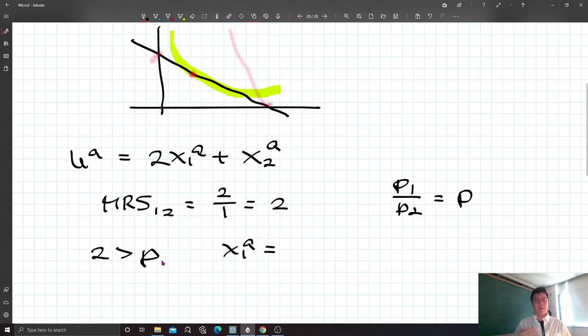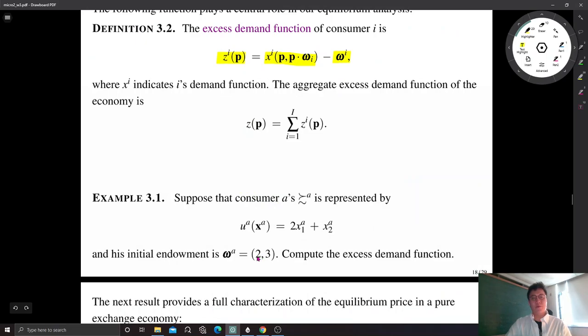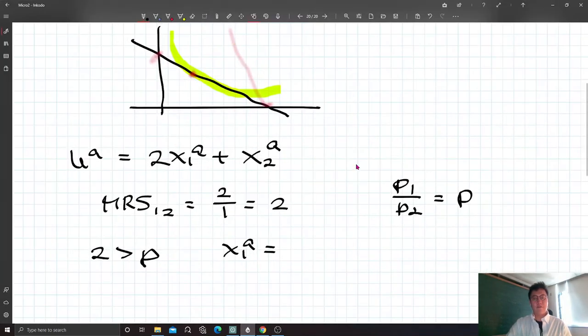Now we have to think about consumer A's wealth. Consumer A initially has 2 units of good 1, 3 units of good 2. So the market value of that initial endowment, given this relative price P, can be written as 2P plus 3. That is consumer A's wealth. We normalize the price of good 2 by 1, just thinking about the relative price.